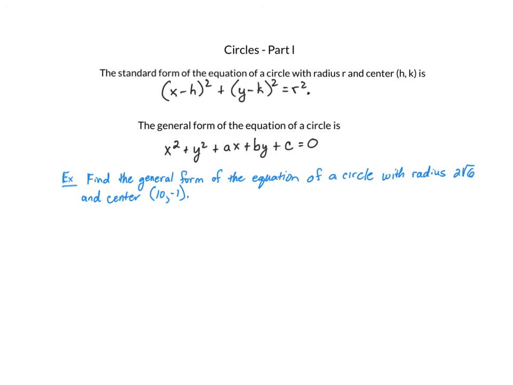Find the general form of the equation of a circle with radius 2 square root of 6 and center (10, -1). So let's start with our standard form. We'll have (x - 10)^2 + (y - (-1))^2, and I'm just going to go ahead and write (y + 1)^2 = (2 square root of 6)^2.